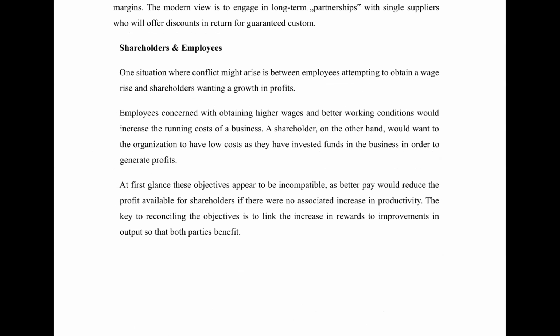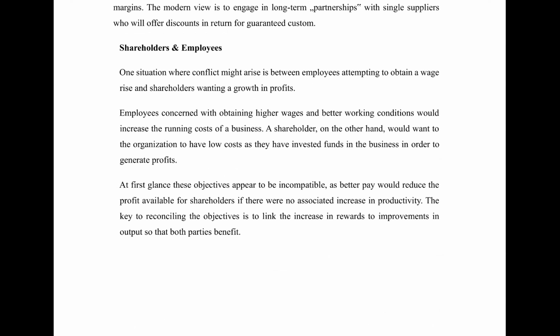Okay. Let's look at the conflict between the shareholders and the employees. Now, let's look at the conflict between the shareholders and the what? And the employees. So one situation where the conflict might arise is between the employees attempting to obtain a what? A wage rise. Then shareholders wanting a growth in profit.